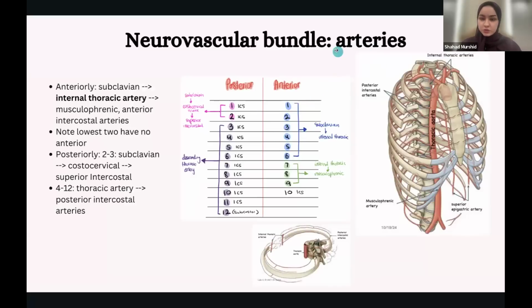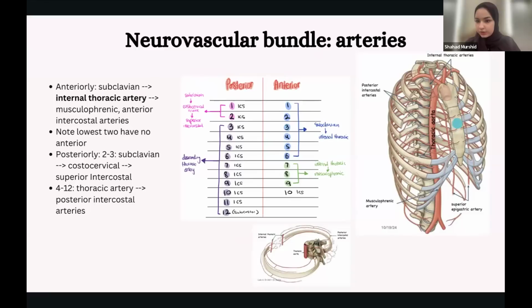Next, we have the arteries. For the arteries, again, we have a posterior and an anterior supply. For the anterior supply, this is basically just a summary I had from first year. I don't know if it helps, but this is how I had to picture it in my head. The anterior supply is mostly by the internal thoracic artery. The posterior is mainly by the thoracic aorta. If you remember these two general things, that should be a good starting point, and then we can go further from that.